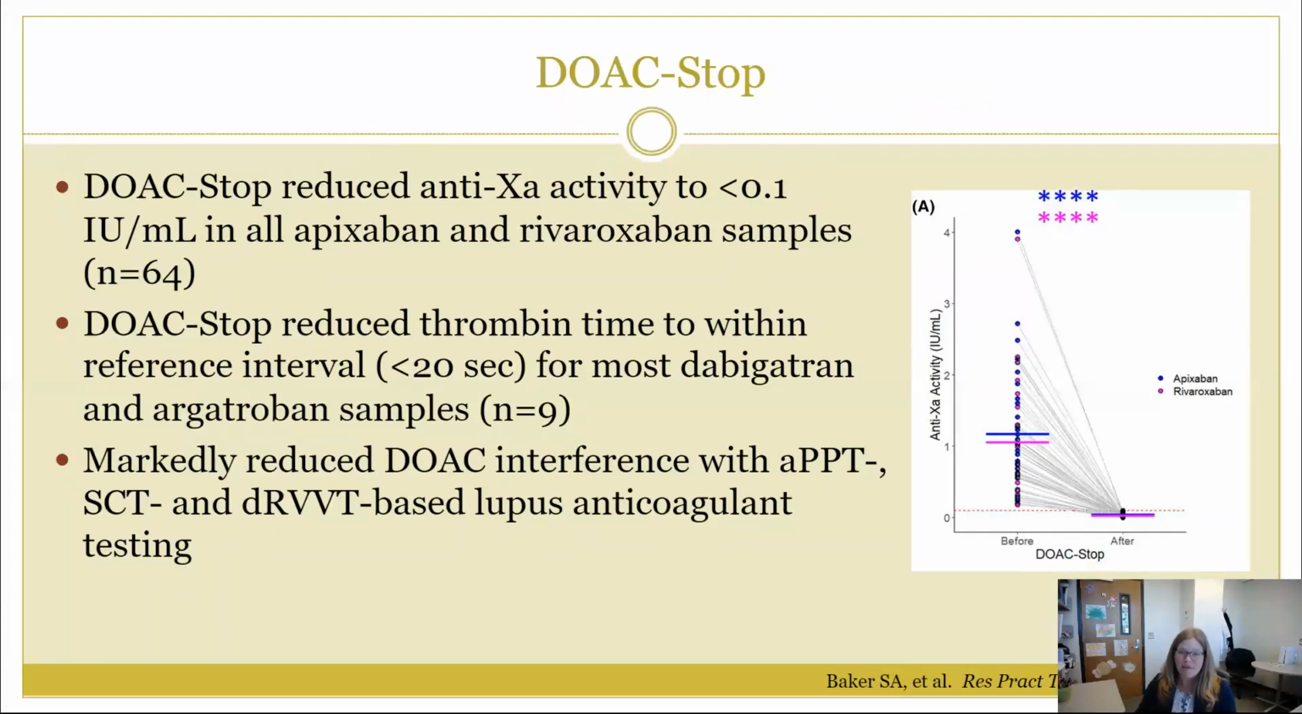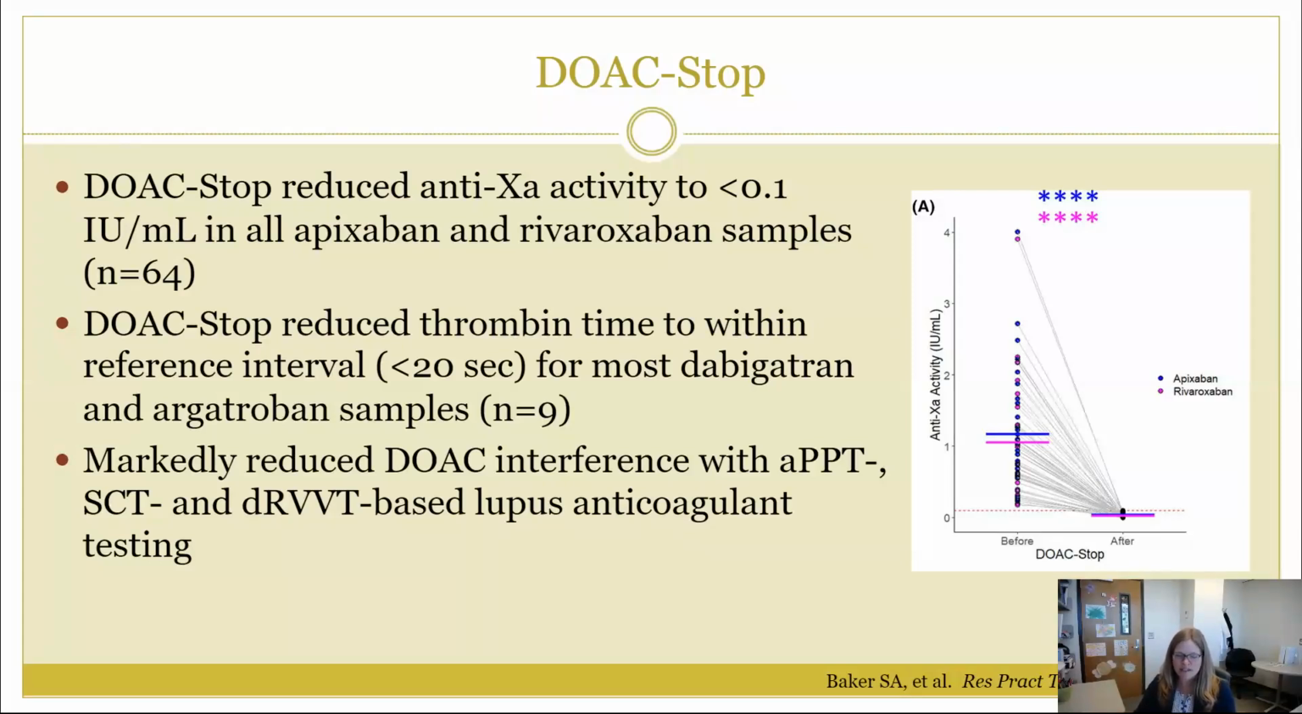There have been lots of examples in the literature. I won't go into too much detail about how effective these products are at removing DOAC activity from samples. Here's just one example showing, for samples containing a good amount of apixaban or rivaroxaban, what treatment with the DOAC Stop product will do, before and after treatment, shown here on the right. Similar performance was demonstrated for the dabigatran and argatroban samples, so direct thrombin inhibitor samples, with the same product. You don't need a different product for the different types of DOACs.